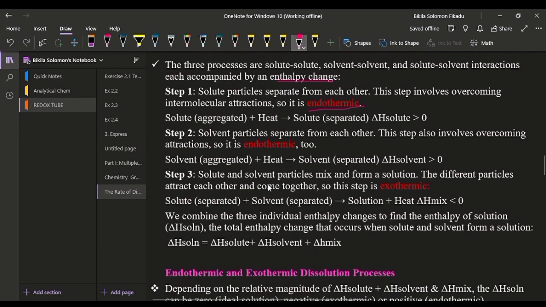So the third one is solid and solvent particles to mix. When solvent and solute mix to form what? Solution. So the different particles attract each other and come together. So this step is an exothermic reaction. For example, solute plus solvent gives us what? Solution plus heat. So in this case, the enthalpy change of mixing is what? Less than 0.